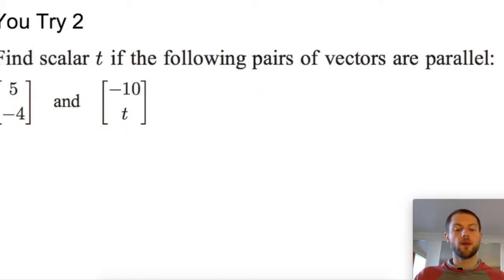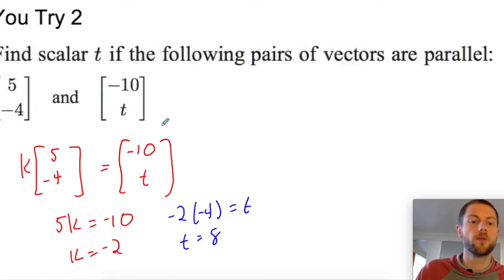So why don't you try this example? It's very similar. You have to find out the scalar t that I'd have to multiply by either one of these if the following vectors are in fact parallel. So pause the video and give this problem a shot. Alright, here's my answer. I decided to multiply <5, -4> by some scalar k, and in doing so I found that t is equal to 8. So hopefully that made some sense to you.